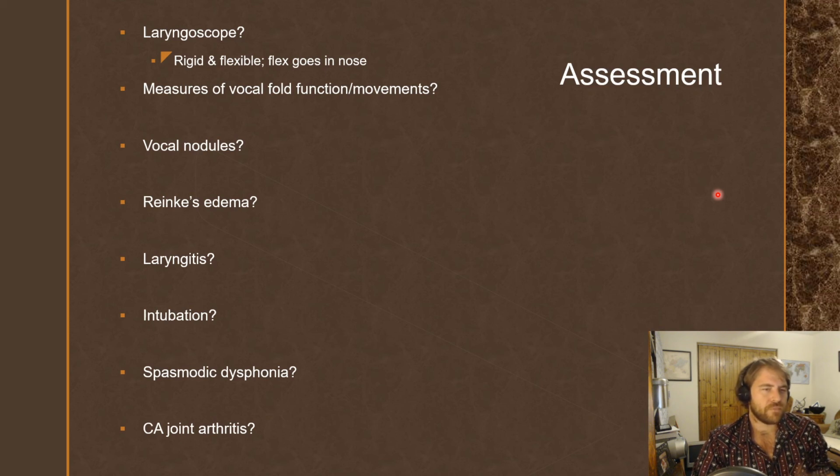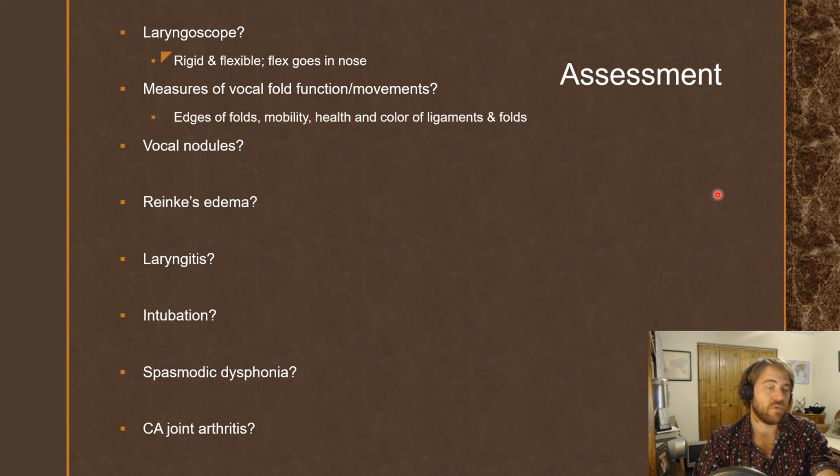What are measures that we want to look at for vocal fold movements? We want to see what the edges of the vocal folds look like. We want to look at the vocal fold mobility. We want to look at the overall health and color of the ligaments and folds. Can you see blood? Is there swelling? Is there just general discoloration? These kinds of things can give you an idea of the overall health of the vocal folds.